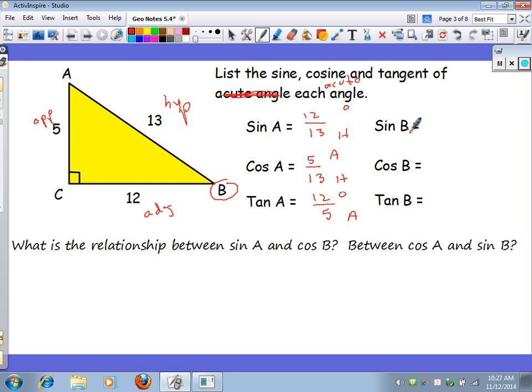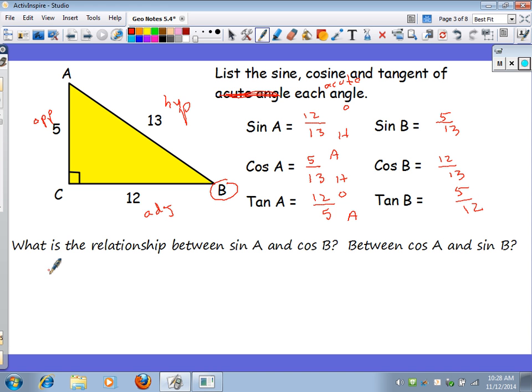So what is the sine for angle B now? If I'm using angle B, what would be my sine? 5 opposite over 13 hypotenuse, 5/13. What would be my cosine for this angle down here, angle B? 12 is my adjacent over 13, 12/13. And then my tangent, my TOA, would be 5 over 12.